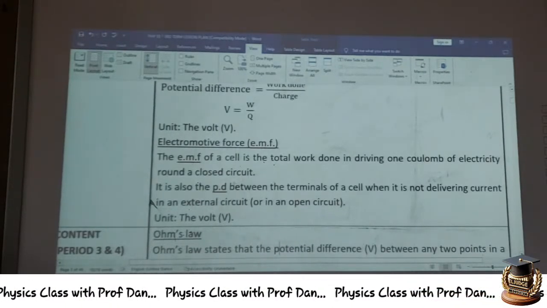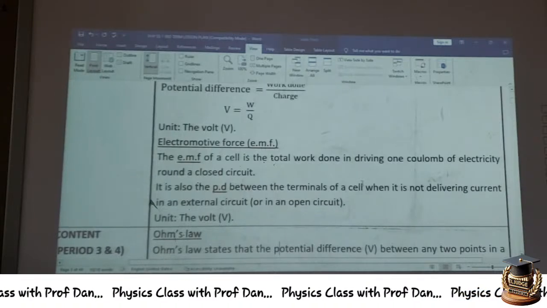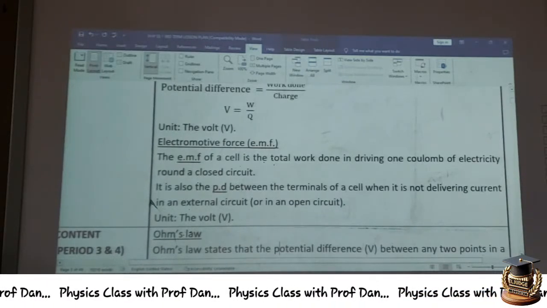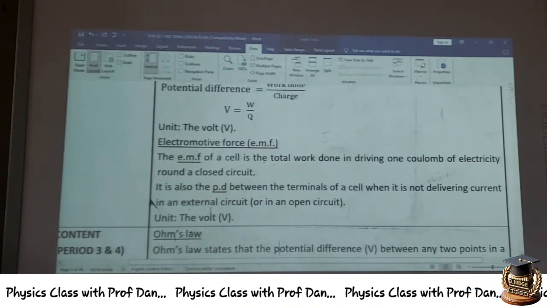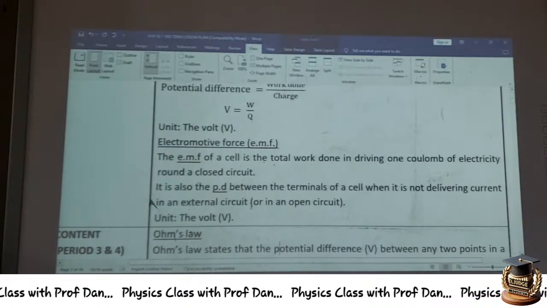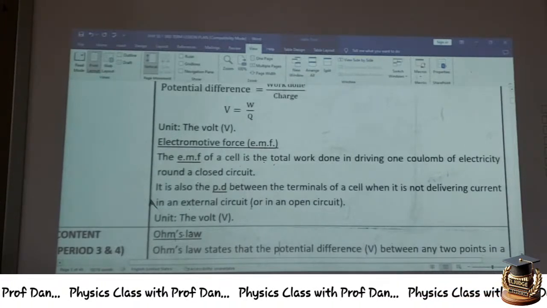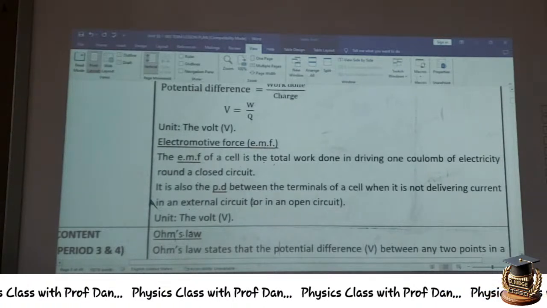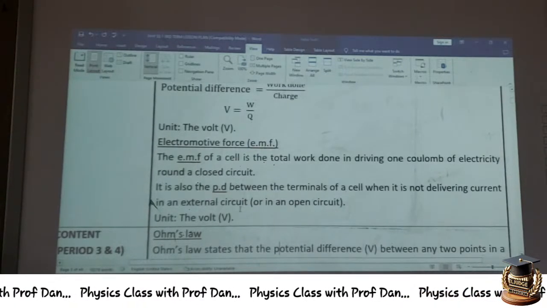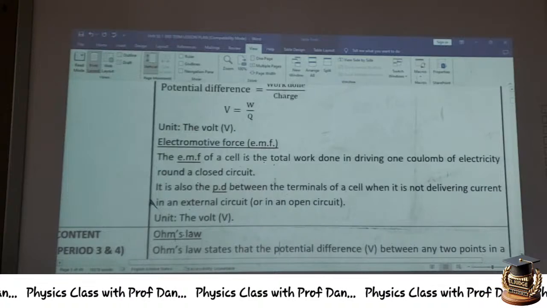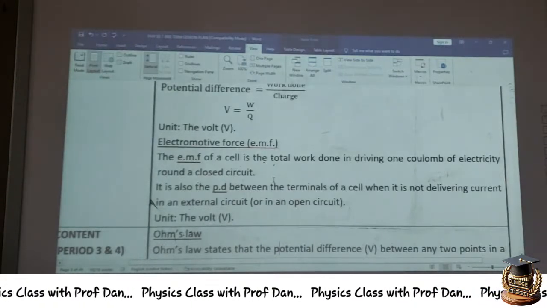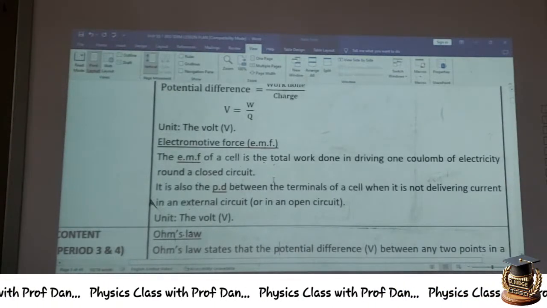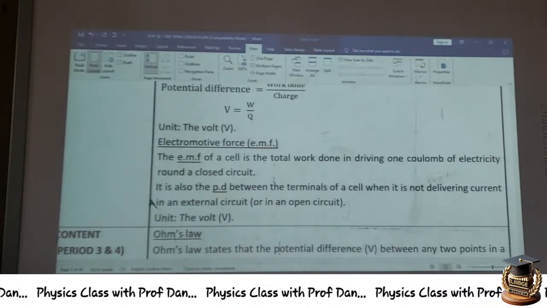Another way you can say it is the PD between the terminals of a cell when it is not delivering current in an external circuit, or it's in an open circuit. You know, we have to understand different types of circuits, and from here we have about 3 types of circuit.